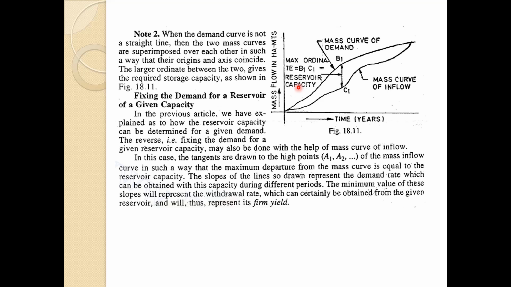In this case, tangents are drawn at high points, that is A1, A2, on the mass inflow curve in such a way that the maximum departure from the mass curve equals the reservoir capacity. The slope of the lines drawn represents the demand rate which can be obtained with this capacity during different periods. The minimum value of these slopes will represent the withdrawal rate which can certainly be obtained from the given reservoir, and will thus represent its firm yield, that is, safe yield.